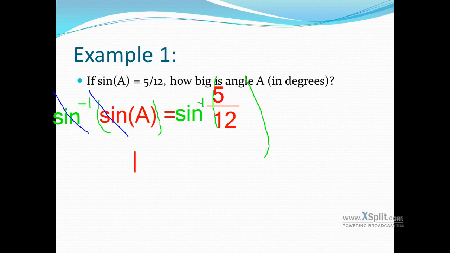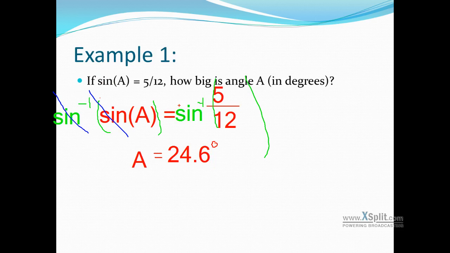just A on this side. On the other side, if you type in sine inverse of 5 over 12 on your calculator, you can type in sine inverse and then 5 divided by 12. That's going to give you about a 24.6. All right, about a 24.6. That means that this angle is going to be 24.6 degrees big.